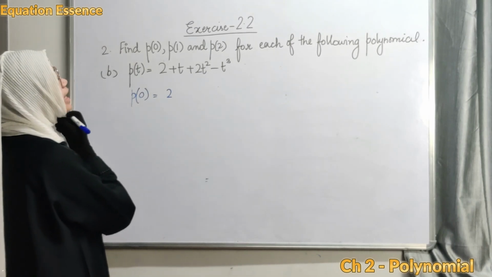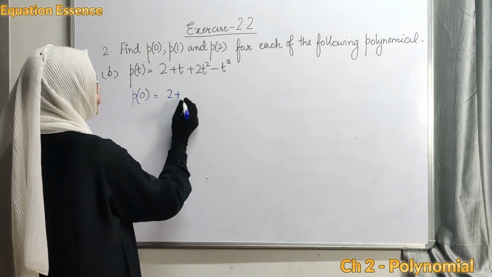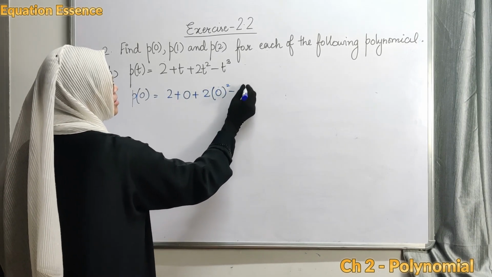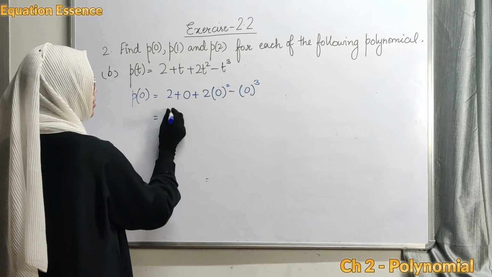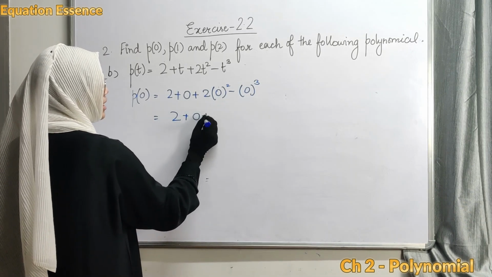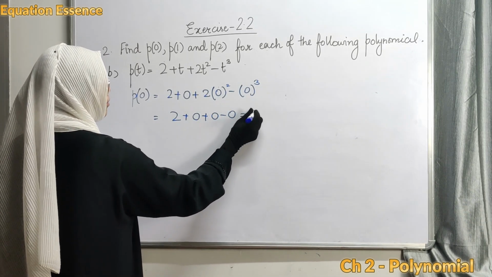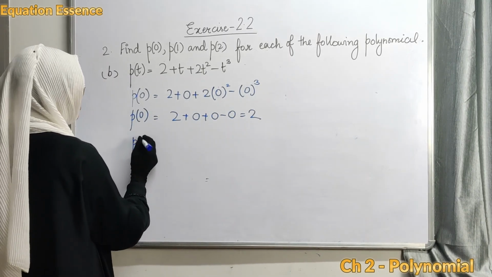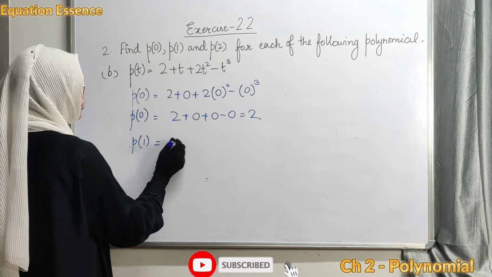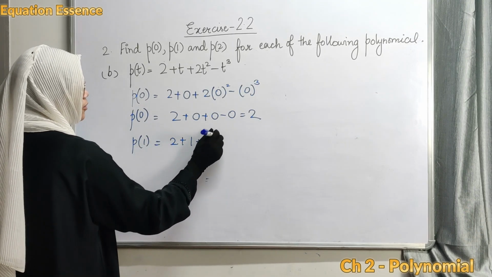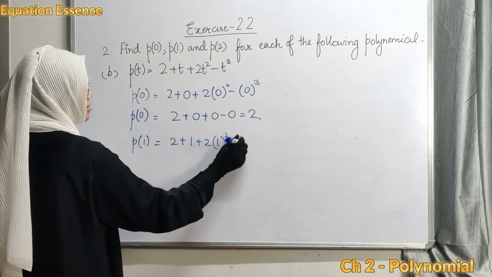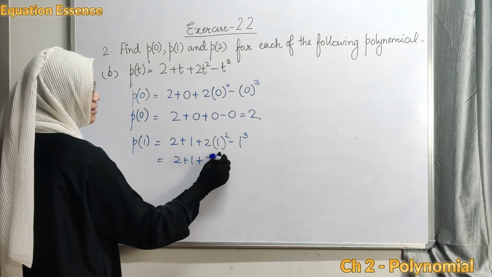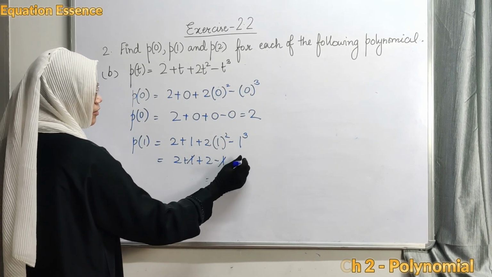Substitute the value of t as 0 in this polynomial. 2 plus 0 plus 2 times 0 squared minus 0 cubed. 2 plus 0 plus 0 minus 0 equals 2. The value of P(0) is 2. Coming on to P(1), 2 plus 1 plus 2 times 1 squared minus 1 cubed. 2 plus 1 plus 2 minus 1, the 1s cancel, and your answer is 4.